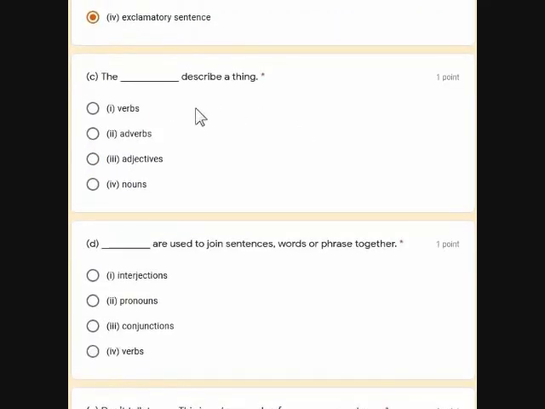Dash describes a thing. So the correct option is number 3, that is an adjective. Why? Because we have just studied that an adjective modifies a noun, or it describes or tells more about a noun. And the rest of the options are not appropriate: a verb, as we have just discussed, shows an action, adverbs add meaning to a verb, and a noun is a naming word.